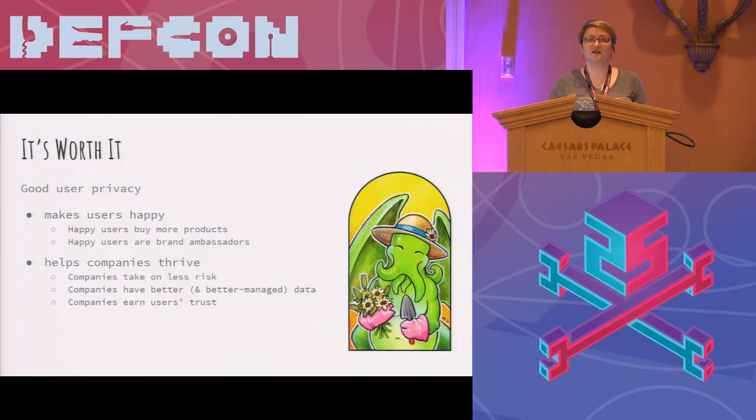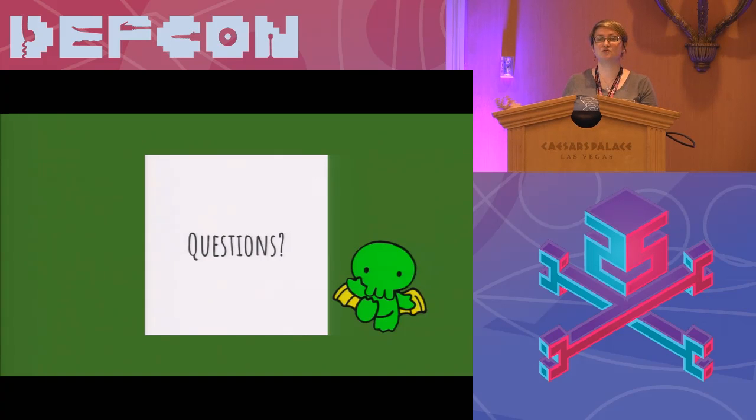And then once you've done that, your own company will thrive because you're taking on less risk, which is always a good thing. Your user data is better, more useful to you. It's better managed so that you can do more with it. And then you are earning your users' trust. And again, users who trust you are users who use your products, who give you money. So do privacy right, earn your users' trust. Questions?